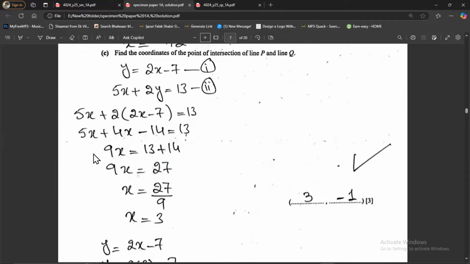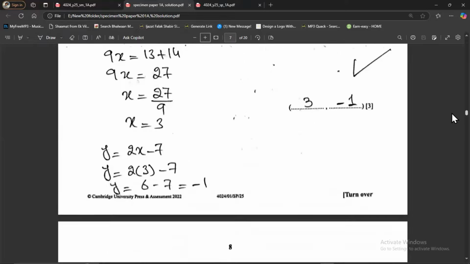So you will have 9x equals to 13 plus 14. 9x is equals to 27. X is equals to 27 divided by 9, x equals to 3. So we got the value of the x. Now I will substitute this value into the first equation in the place of x. So y is equals to 2x minus 7. So y is equals to 2 into 3 minus 7. So y is equals to 6 minus 7, and y is equals to minus 1.